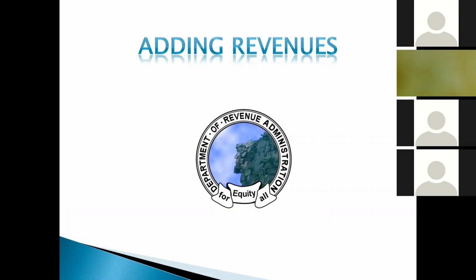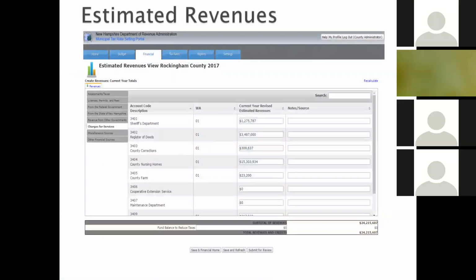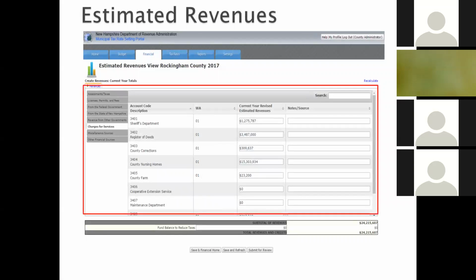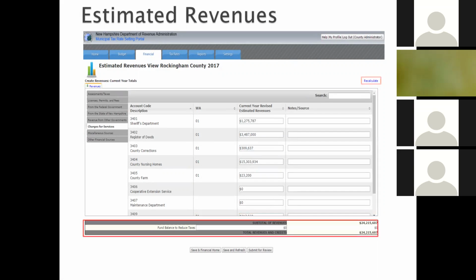Our next step will be adding revenues, which the system will take you right to revenues as soon as you complete your appropriations. And it'll be a screen that's very similar to all the other screens. It will give you your account codes, and it will have pulled in your estimated revenues from the budget. So those will be presented right here in the account code table. You'll be able to put in notes if necessary about those. You also have down here in the summary table, this is where you'll enter your fund balance to reduce taxes, and we'll take a look at that.